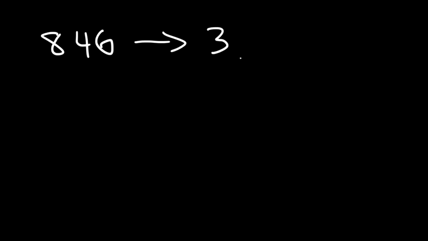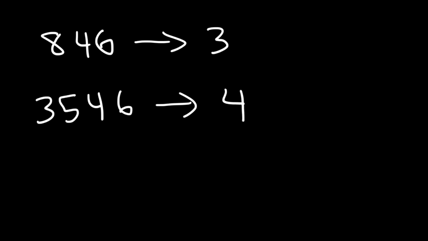This video is going to be a quick review of significant figures. The first thing that you need to be able to do is determine how many significant figures are in a number. So for example, let's say we have the number 846. How many significant figures are there? Every non-zero number is a significant figure. So there are 3 significant figures in this number. Another example, 3546, has 4 significant figures.